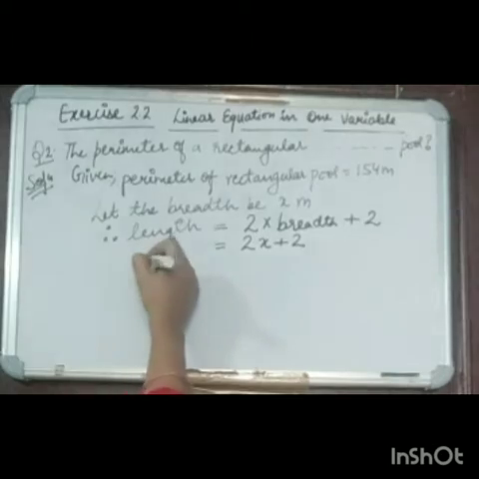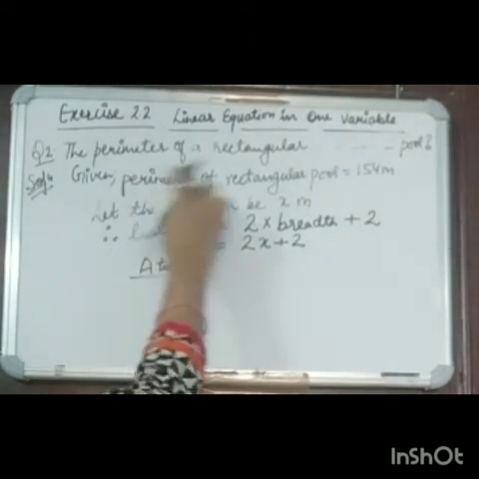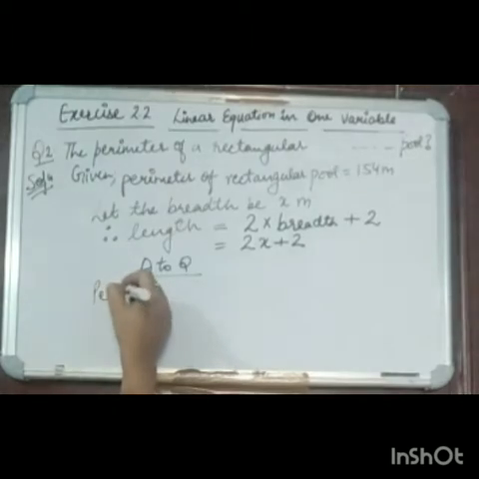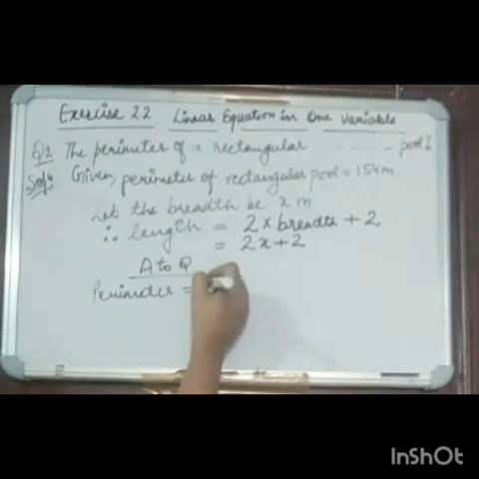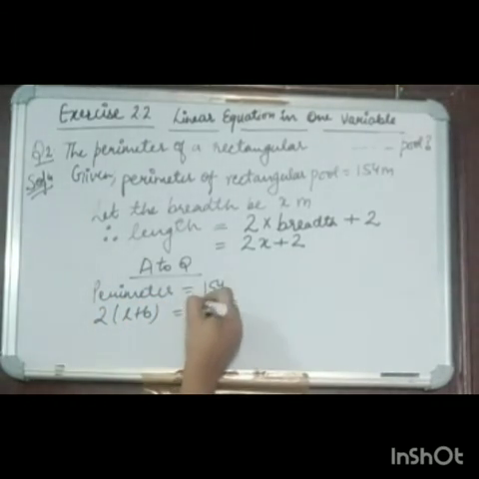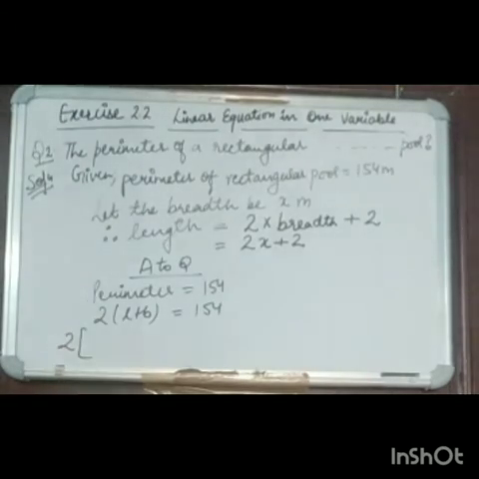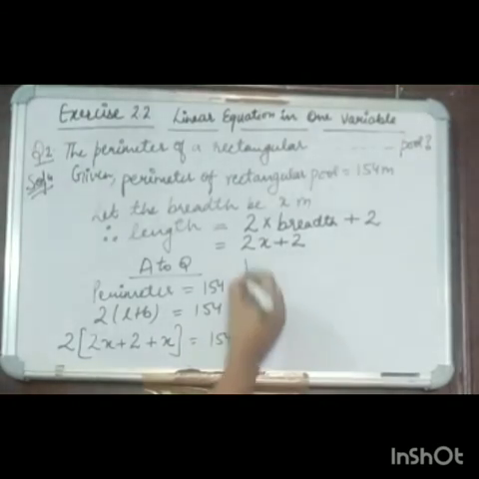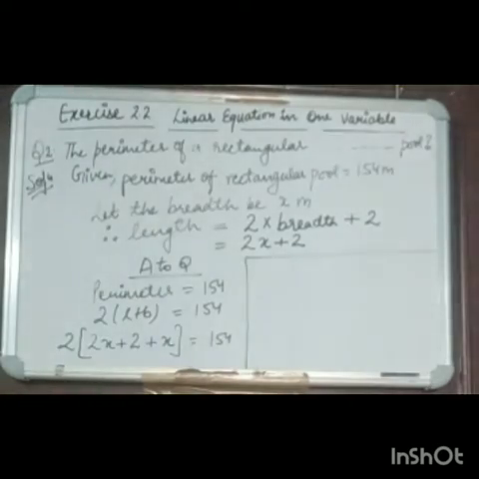Now according to the question, the main thing given is the perimeter, 154. The perimeter of a rectangle is 2 into (L plus B). So 2 will remain the same. L plus B, where L is 2x plus 2 and breadth is again x. It is equal to 154.